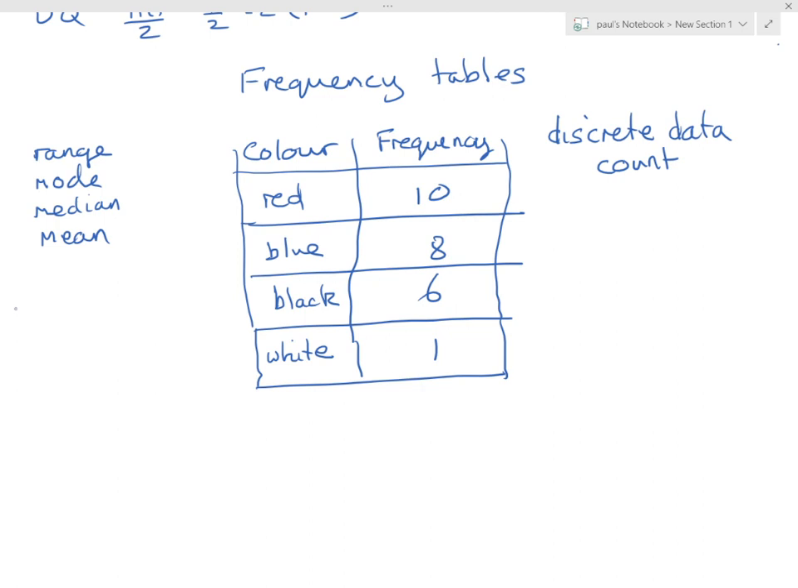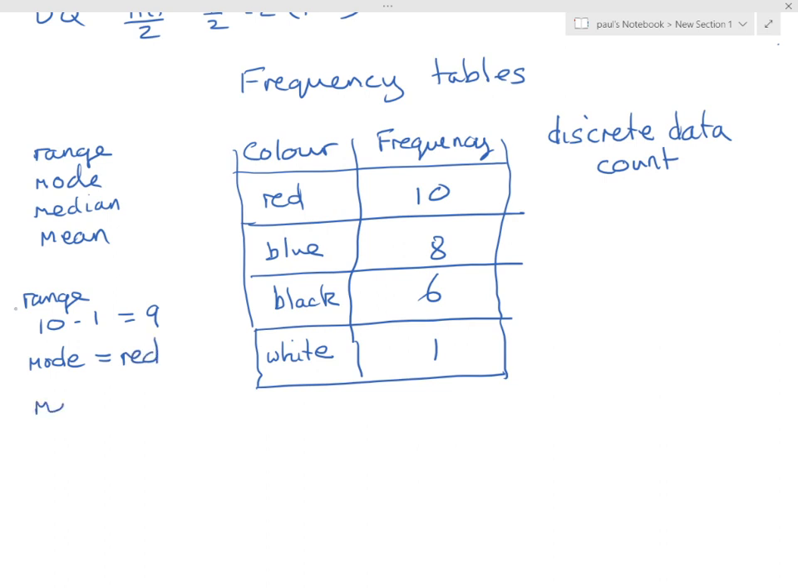Right, so the range is the difference between the largest and the smallest in the frequency column. So the range is going to be 10 minus 1 equals 9. The mode is the most common colour, and the most common colour was red because we saw 10 red cars. So the mode doesn't equal 10, it equals red.